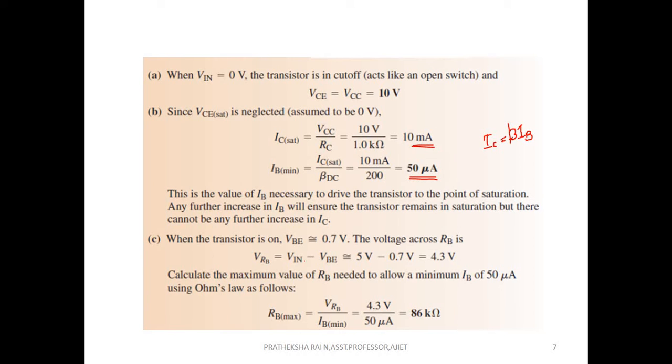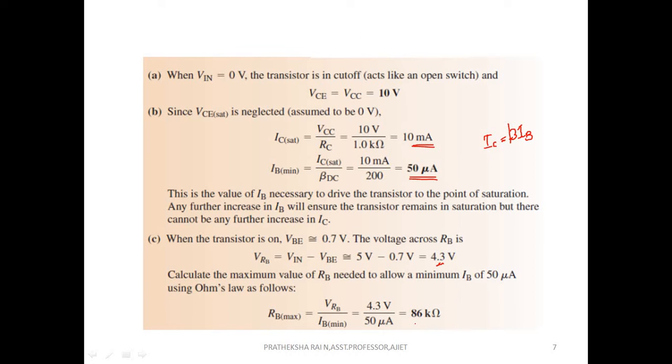So the voltage across RB can be written as VRB is equal to V in minus VBE. So 5 volts minus 0.7 will be 4.3 volts. This is the voltage across RB. Now to calculate the maximum value of RB needed to allow a minimum IB, we use Ohm's law: RB is equal to VRB divided by IB. VRB is 4.3 volts and IB is 50 microamperes. When we substitute that, we get 86 kilo ohm.